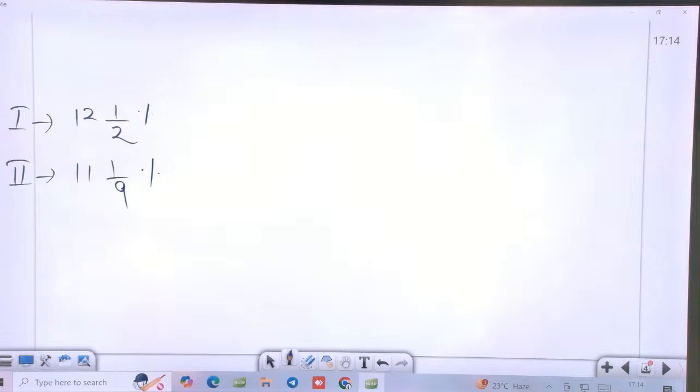Find the difference between compound interest and simple interest for these 2 years. Question is of CGL 2021.